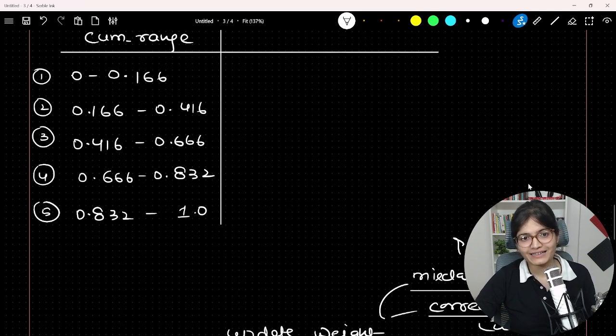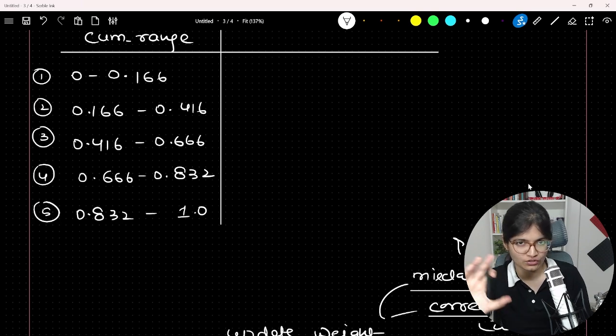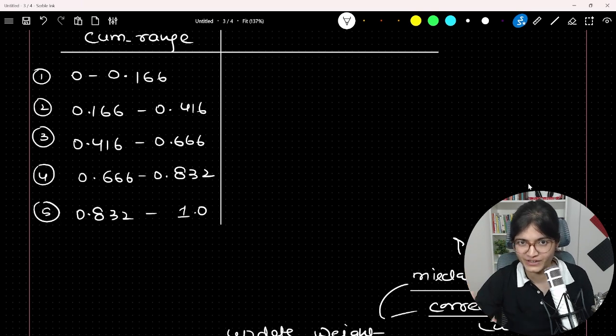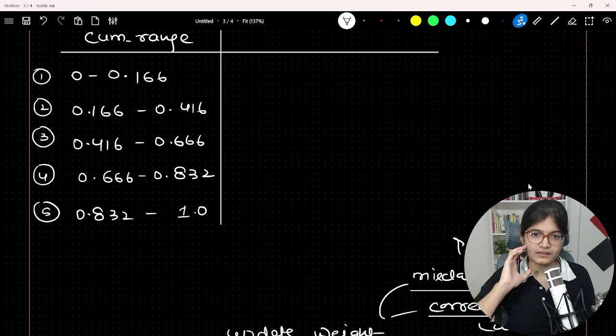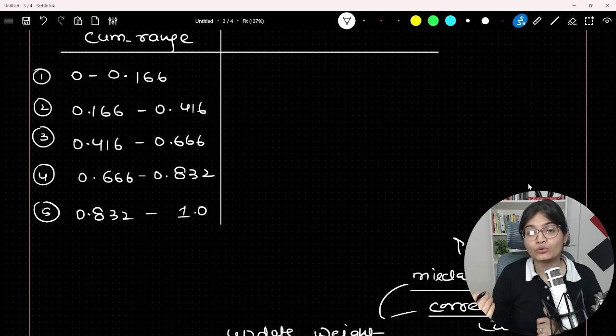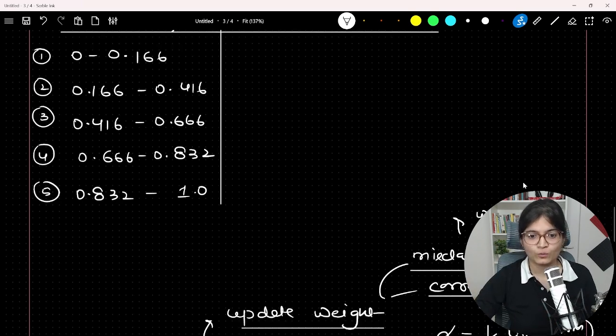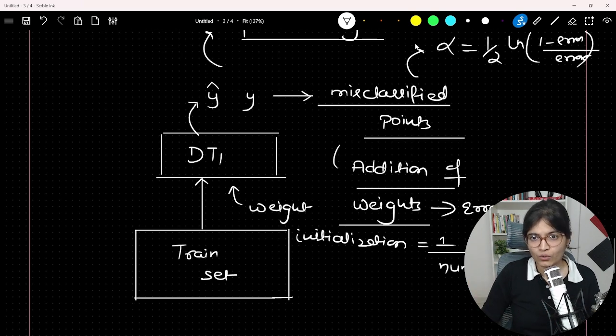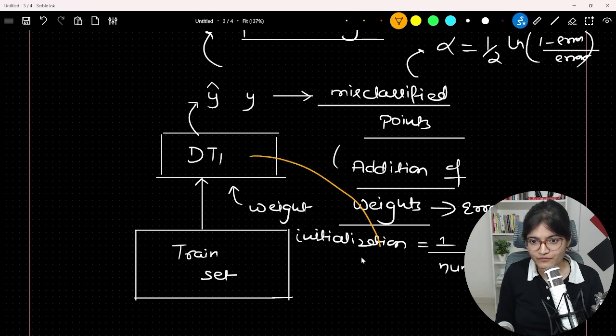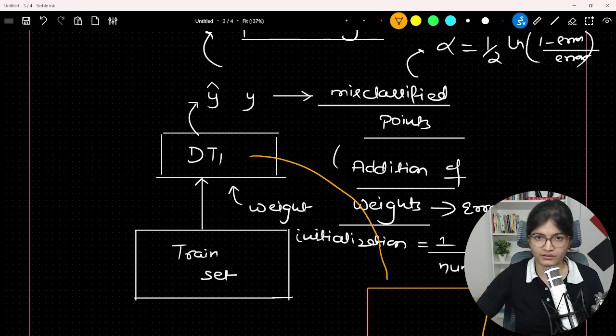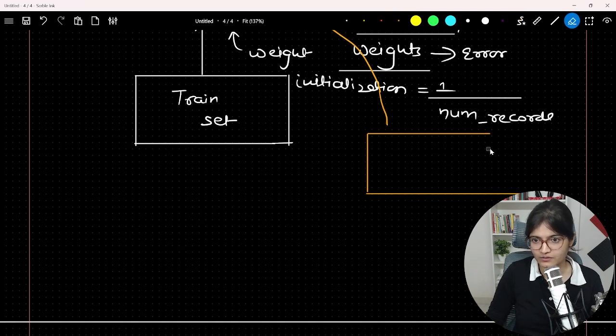Once we get that, we will normalize the weights if the sum is not equal to 1. And then we will apply a range, so we convert that into specific ranges. Once it is done, DT1 is ready now. We have to pass the maximum misclassified points as the train set to the new model. I hope this is our next task, right?